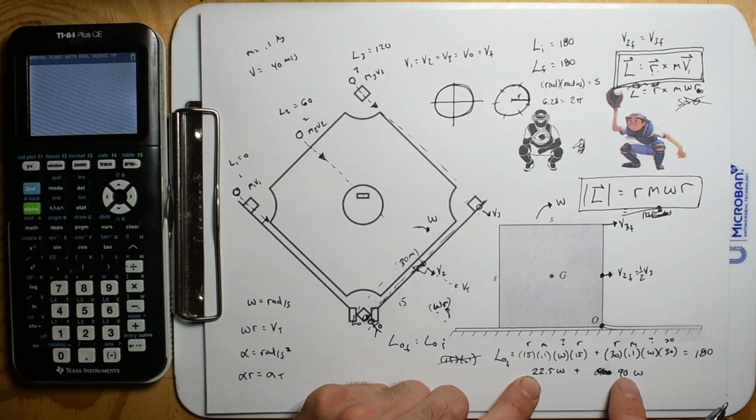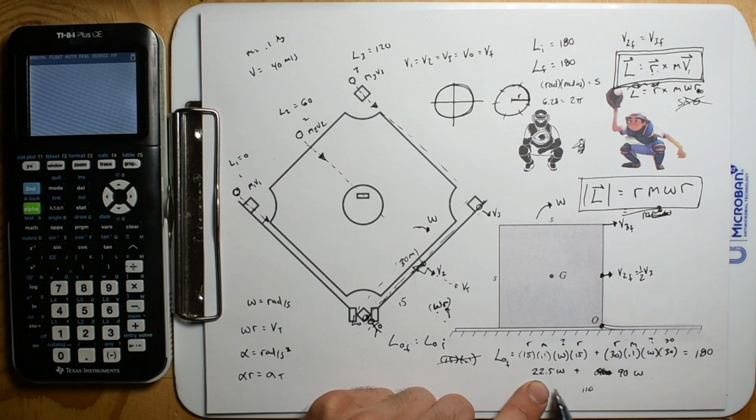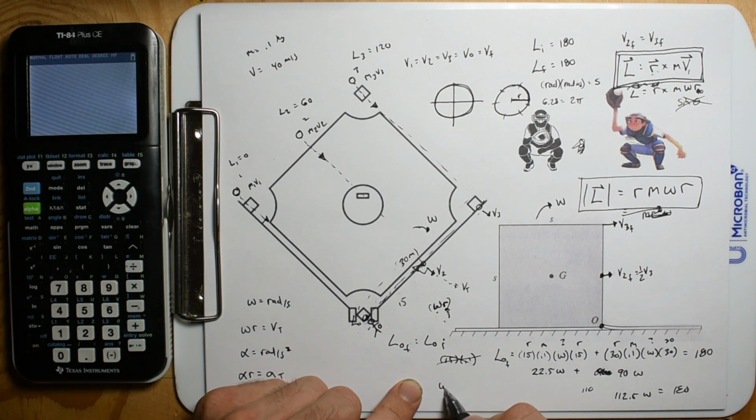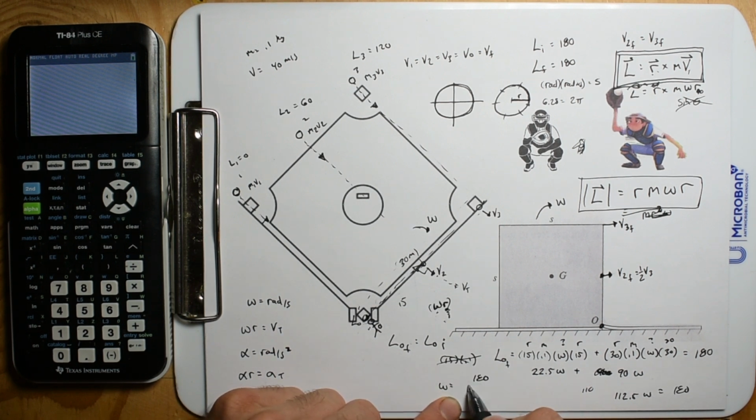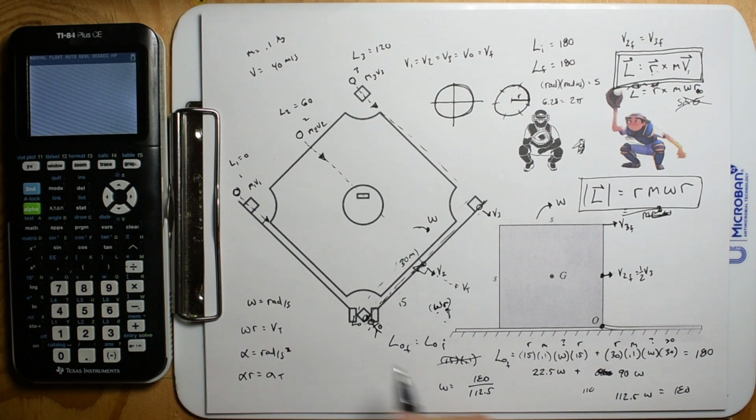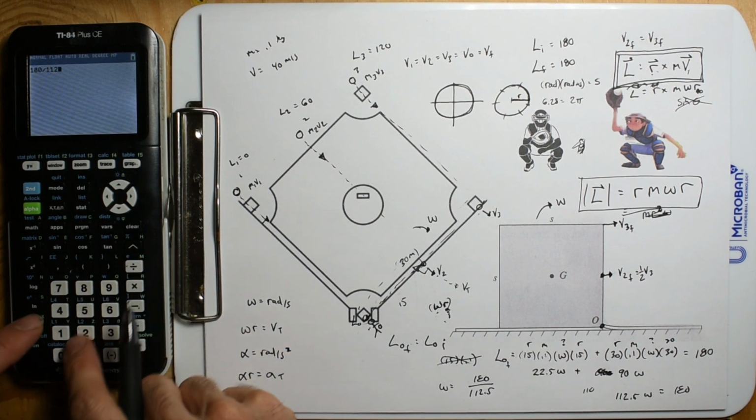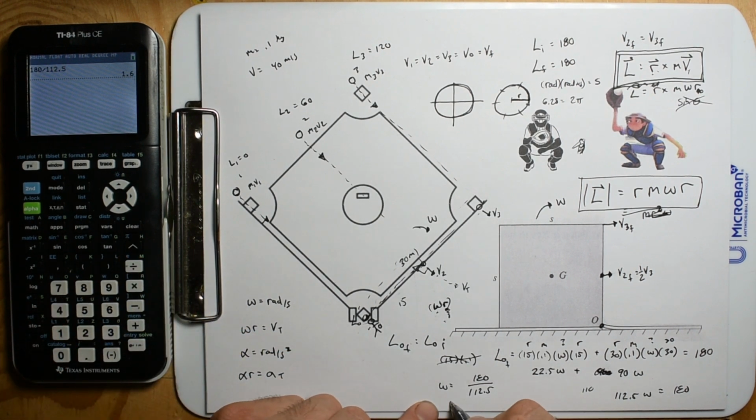I don't know what 90 plus 22.5 is, but I do know what 90 plus 20 is. That's 110. So we have 112.5 omega equals 180. So sweet, omega is 180 divided by 112.5, and we have omega is 1.6 radians per second.